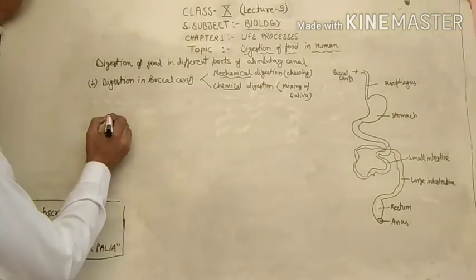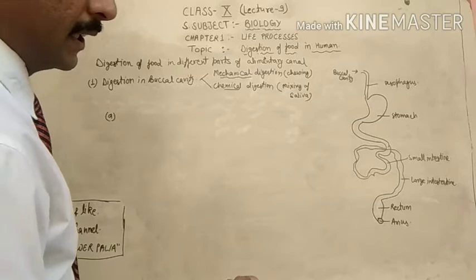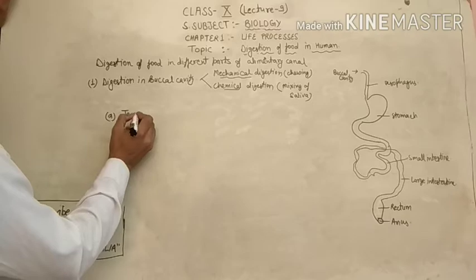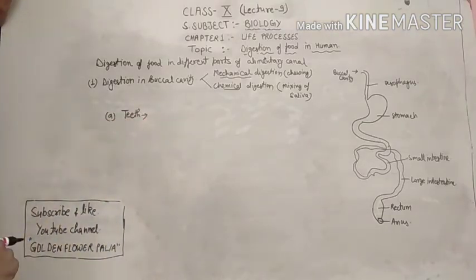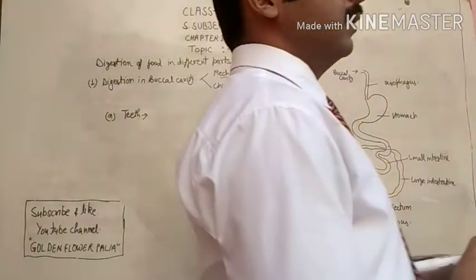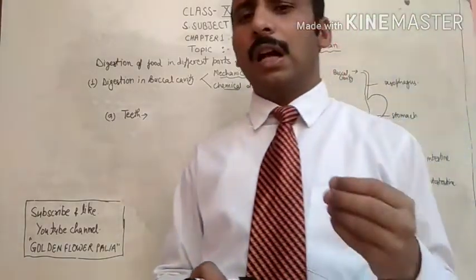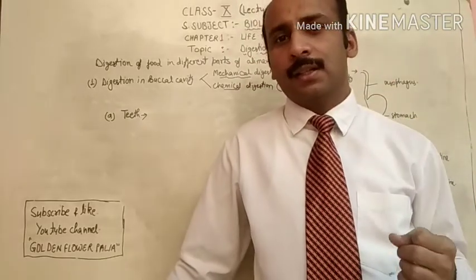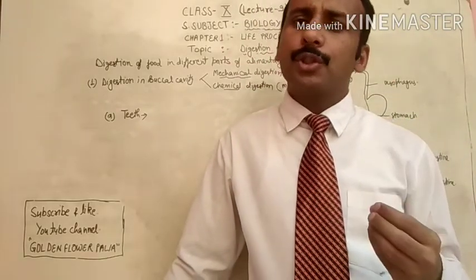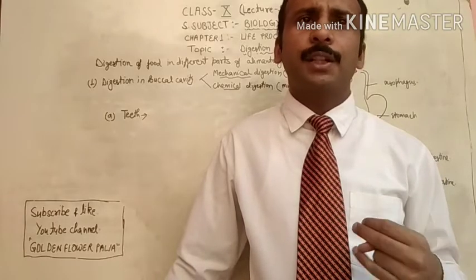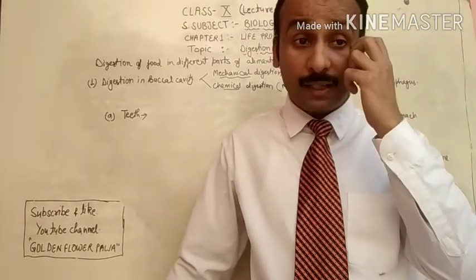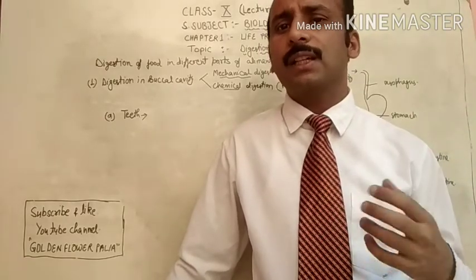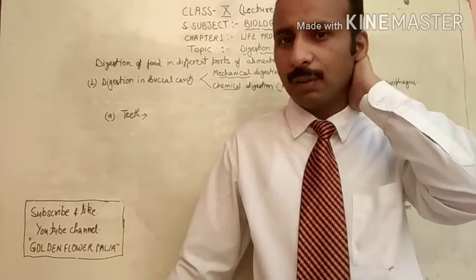In the buccal cavity there are different parts which help in the process of digestion. First is the teeth. Teeth are a very hard part of the body, made up of calcium and phosphorus. This is the chemical composition of the teeth. The teeth are covered by a special layer called the enamel. Enamel is the hardest substance of the body.